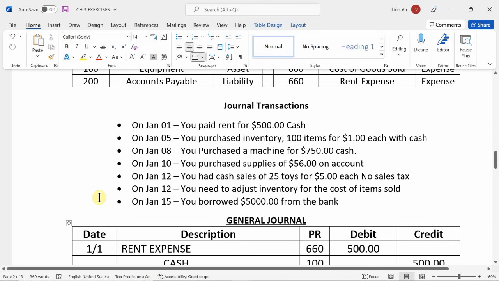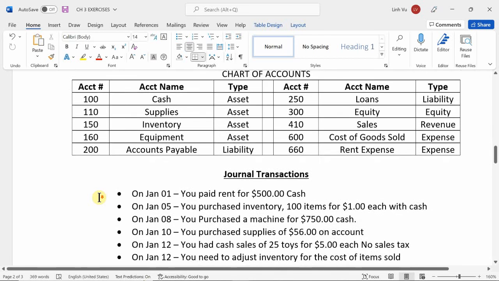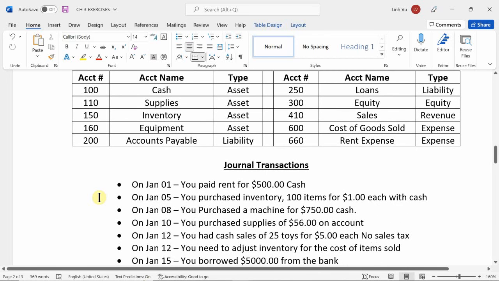All right. Then on January 5th, you end up purchasing inventory. 100 items that cost you $1 each with cash. So you purchased them and spent it with cash. So once again, go through the 7 steps of transaction analysis. In this case, I'm going to skip through to 3. What accounts are going to be affected? Well, what did you buy? Inventory. You purchased inventory. How did you buy it? Cash. You bought it with cash.